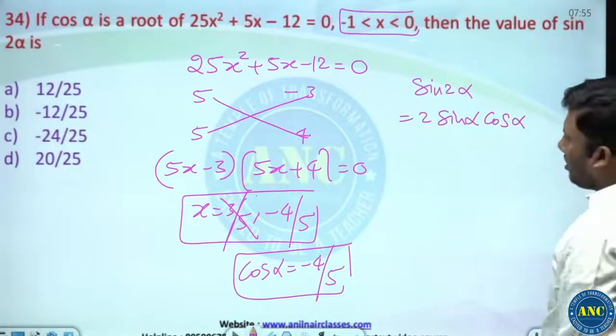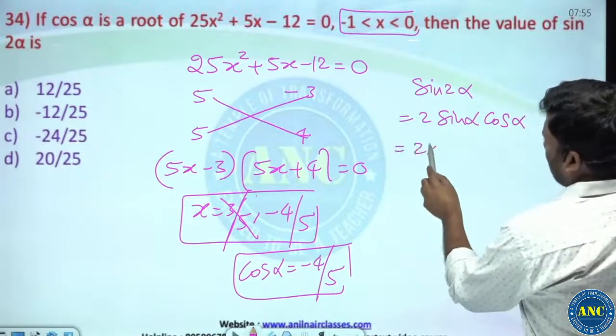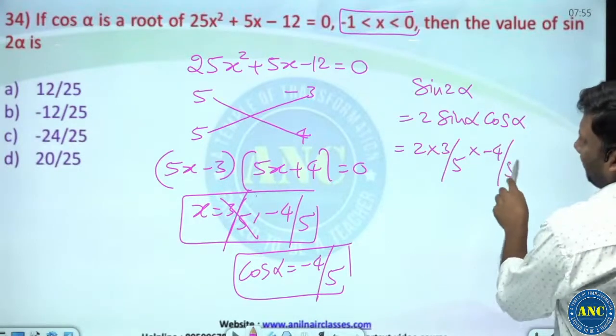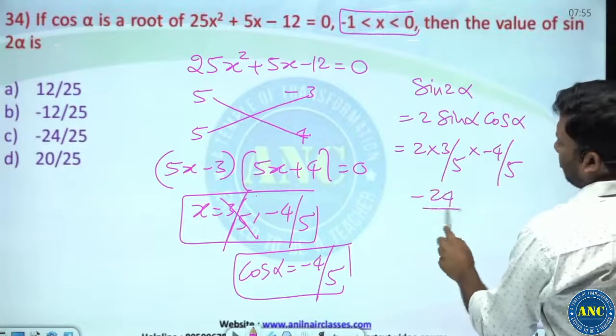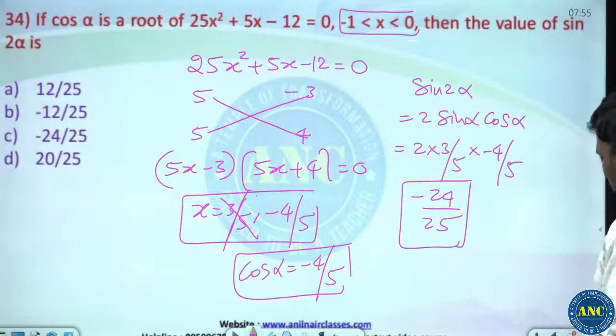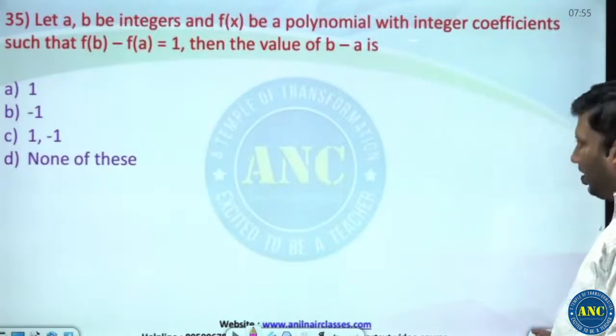2 sin alpha cos alpha. So 2 into 3 by 5 into minus 4 by 5. Answer is minus 24 by 25. I hope the idea is clear.